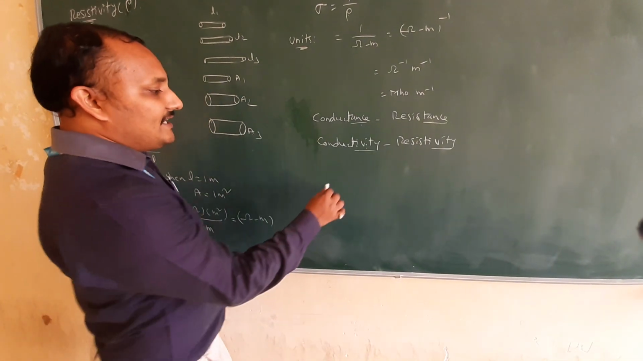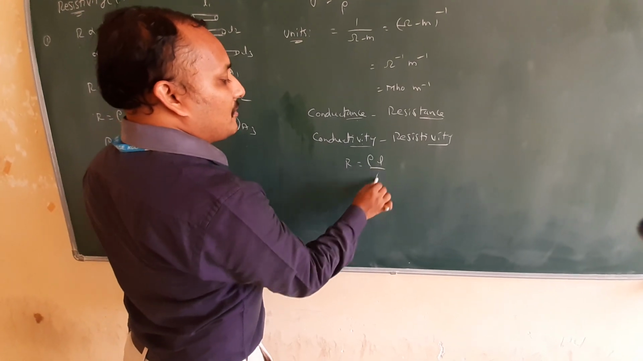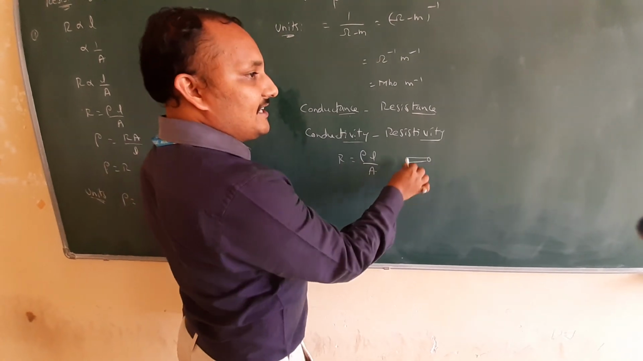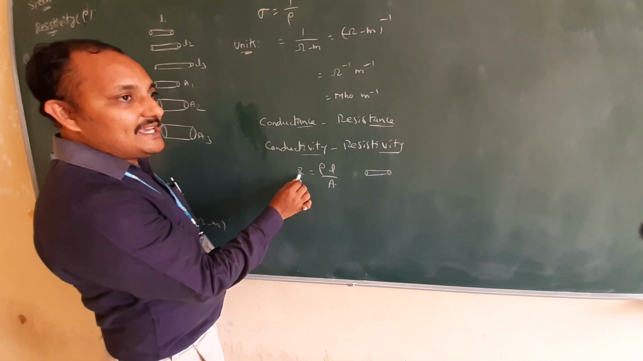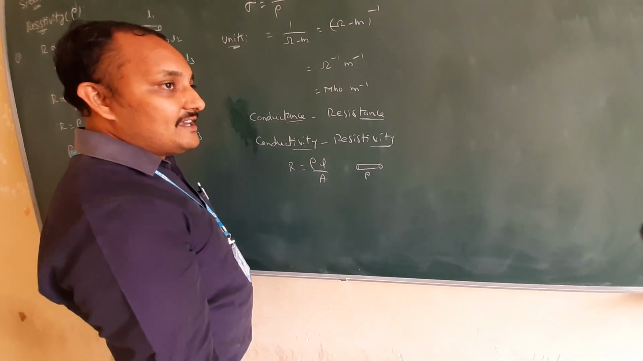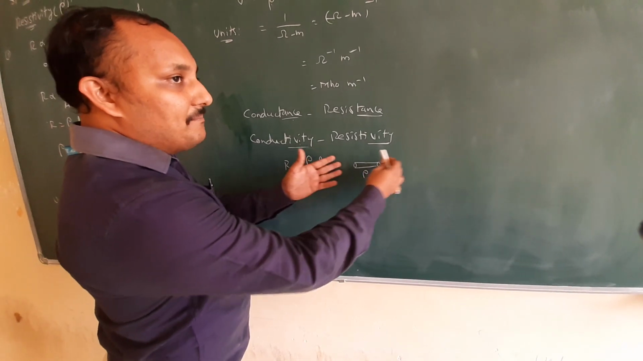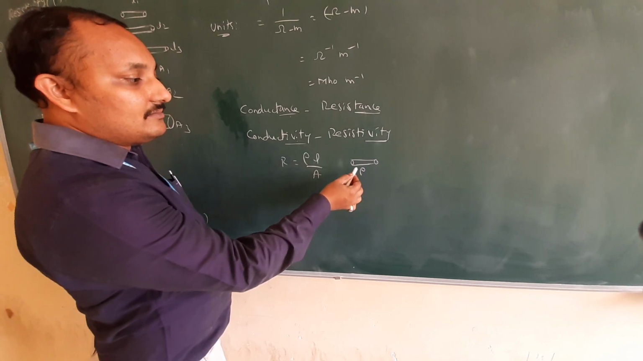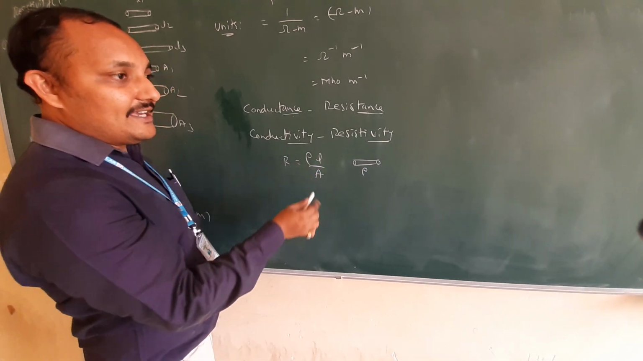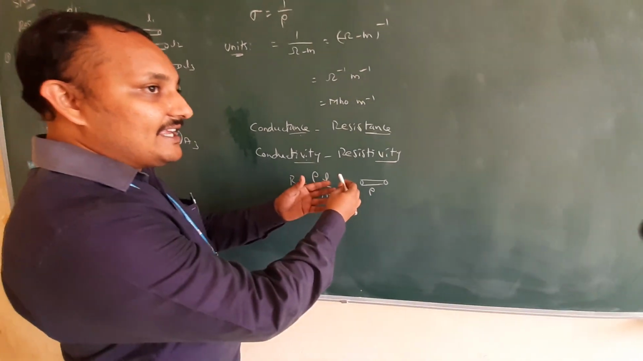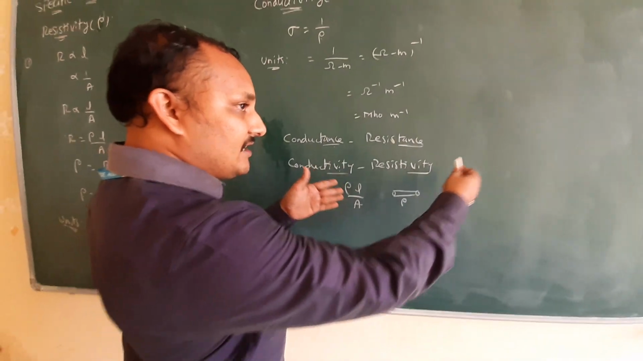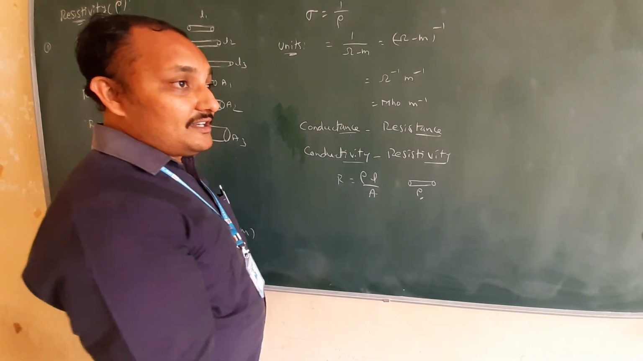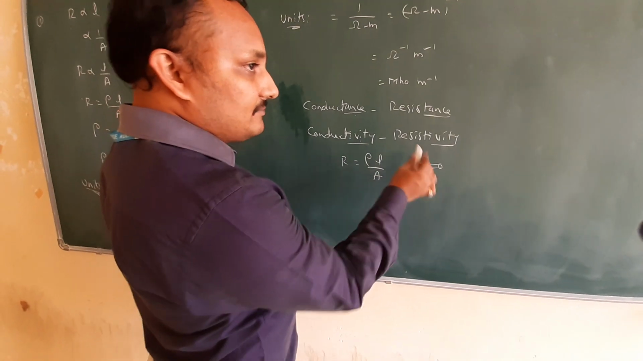And how is it going to change? R is equal to rho L by A. If you take one steel wire or iron wire, and the length increases or the area of cross section changes, then its resistance is going to change. But its resistivity is always constant, because it is constant for the material. It does not depend on length and area. Only resistance depends on length and area. If you take an iron wire of 1 meter, 10 meters or 100 meters, its resistivity is constant, but its resistance is not constant. You should remember that one.